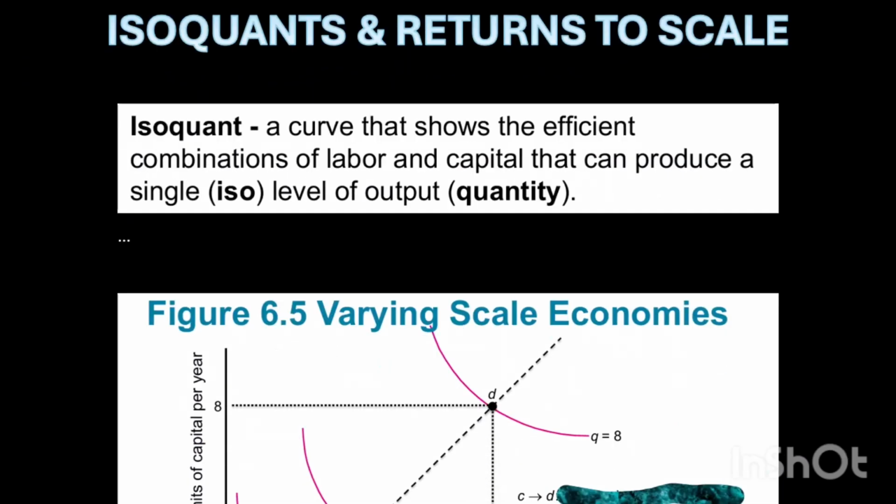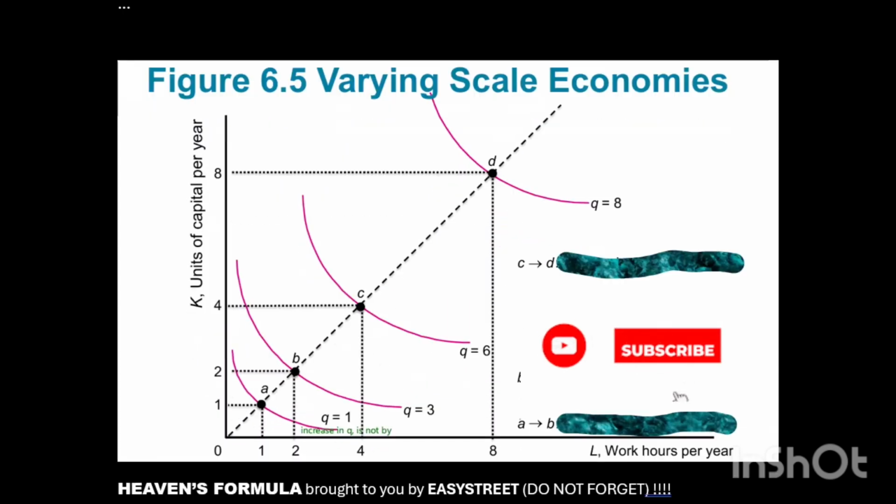Now then, an isoquant is a curve that shows the efficient combinations of labor and capital that can produce a single level of output. Notice it's combinations of labor and capital that can produce output. And your labor and your capital is what? It's your inputs. With that in mind, I will see you in the next video.